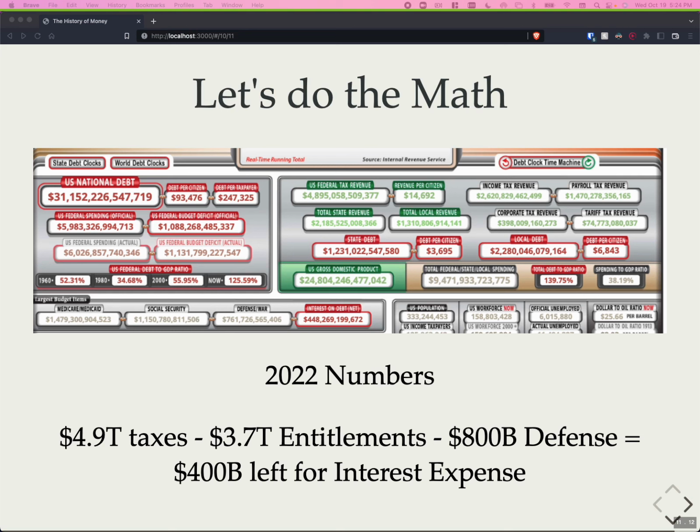So for 2022, the Congressional Budget Office report finds that the economic outlook from 2022 to 2032, and for 2022, we have $3.7 trillion in entitlements and about $800 billion in defense spending. Now, our tax revenues we see up here is about $4.9 trillion to cover all of that expense. Okay, so overall, we have $400 billion left over to cover our interest on the loan we took out for our debt. Now, our interest expense is right here at $448 billion. So you can see that $400 billion obviously does not cover 448 billion. So we can't really pay our interest. So we have to take on more debt to cover the annual interest expense.